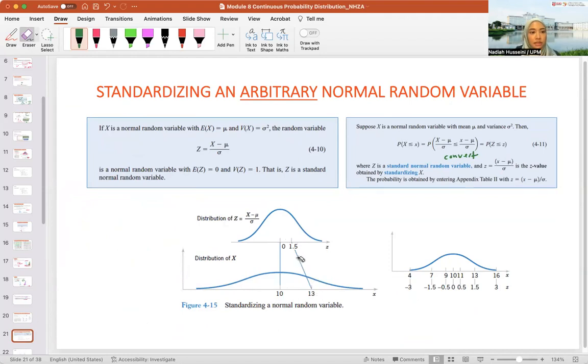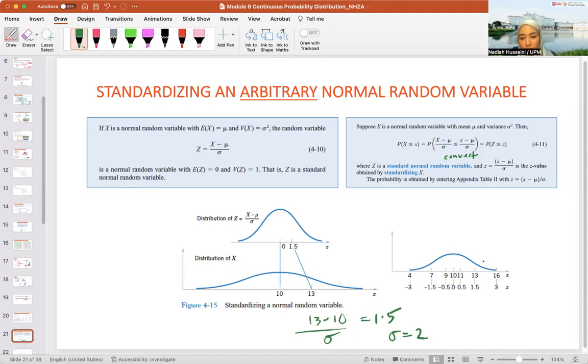Why do we want to translate it? Because we need to use the table. So 13 minus the mean, which is 10, over the standard deviation. Here the standard deviation is not given, so I don't really know. But they tell me that 13 corresponds to 1.5. So 13 minus 10 is 3, and 3 divided by 1.5 is 2. So the standard deviation is equal to 2. That is how you translate it, basically.